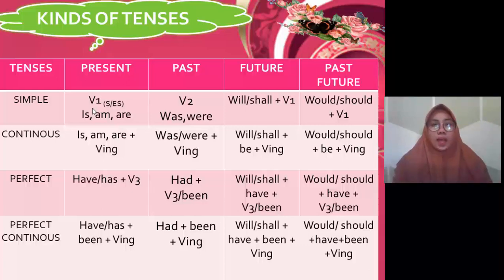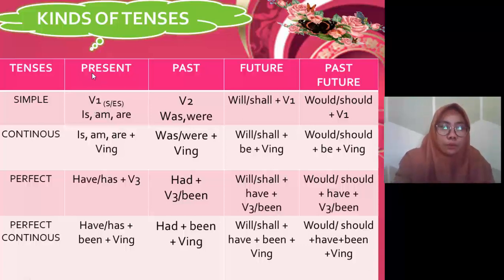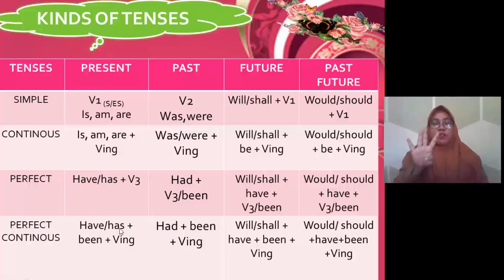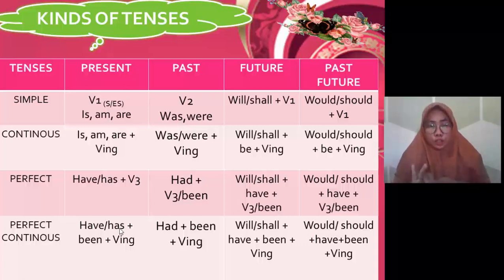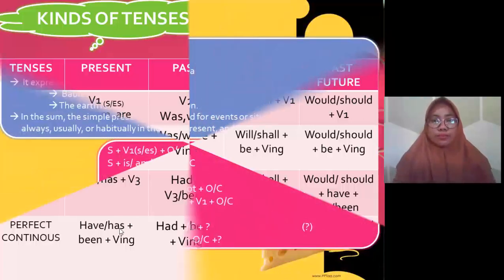Okay. Now, we go on to the first part, which is about the present time. We focus only on present time here. There are 4 kinds of present time: simple present, present continuous, present perfect, and the last, present perfect continuous. Okay, let's check it out.